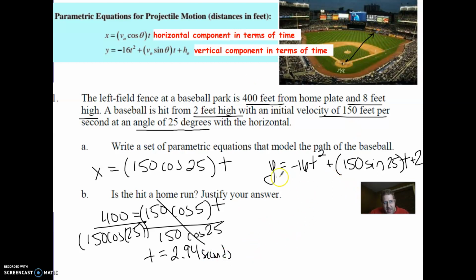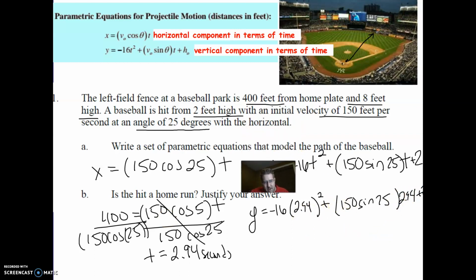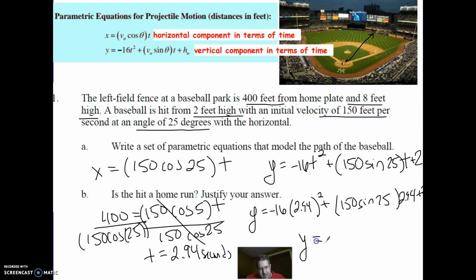Now that I know how long it takes the ball to travel from here to here, it takes 2.94 seconds. Now I can put that in for t and figure out the height of the baseball at that exact moment. So that's negative 16 times 2.94 squared plus, all right, let me move myself. So that's 150 sine of 25 times 2.94 plus the 2 at the end. All right, so now the nice thing is I can just put all this in the calculator and press enter. And then that'll give me my height.